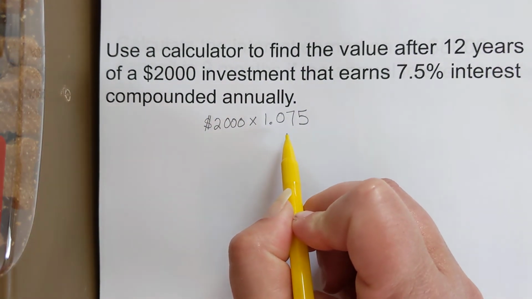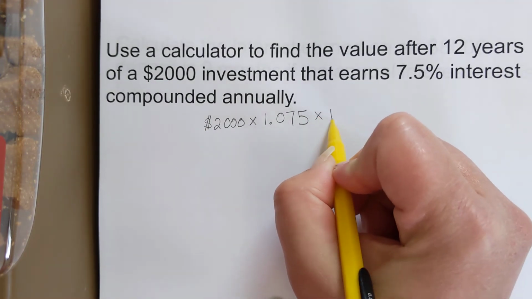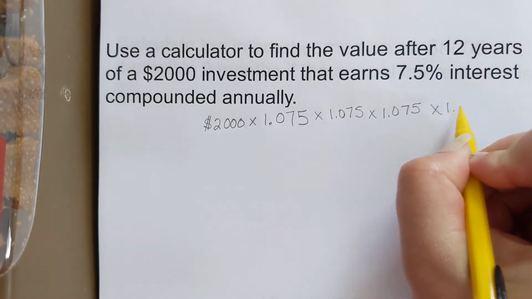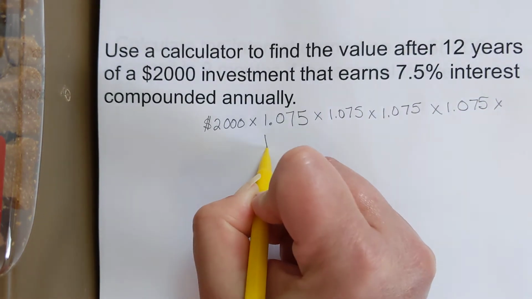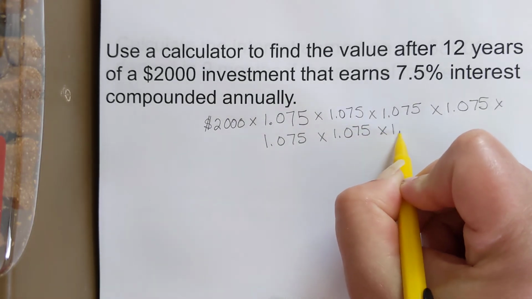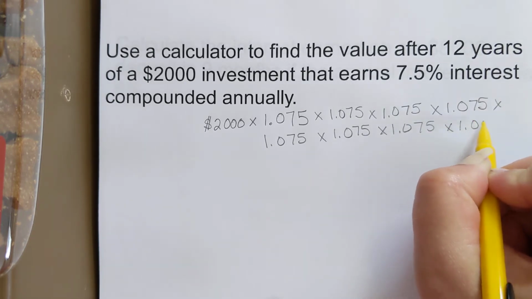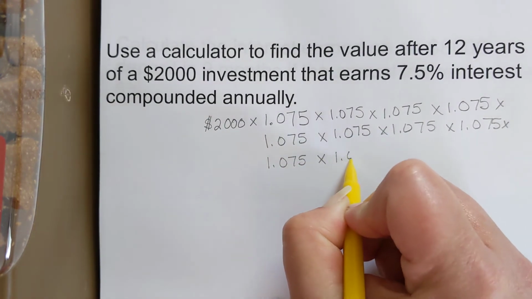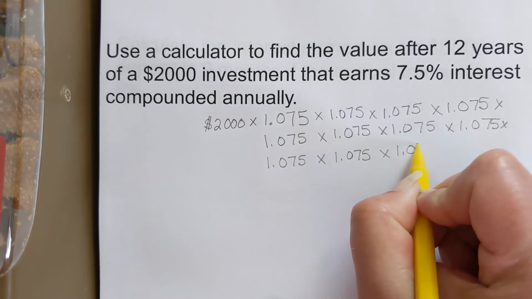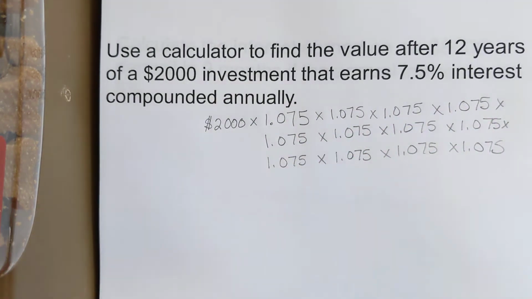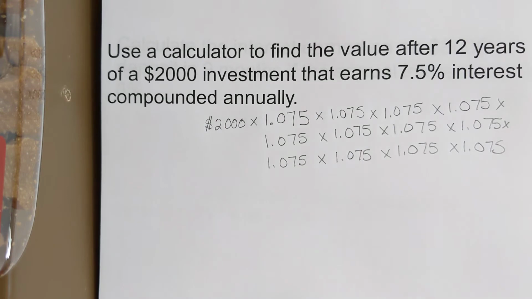So this is for 1 year. I need for 12 years. So 1.075, 1.075, 1.075, 1.075, and I'm going to have to write this 12 times. So 1, 2, 3, 4, 4 by 3, I've got it 12 times now. And that's how I'm going to figure out the amount after 12 years.